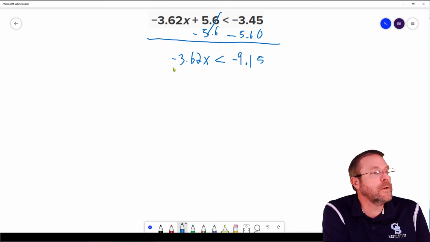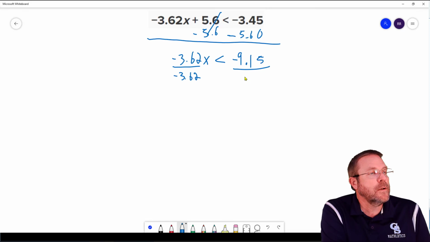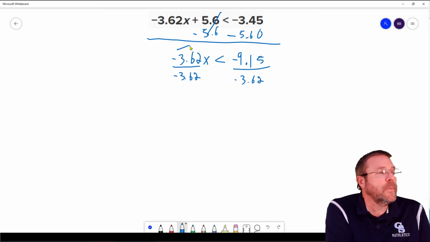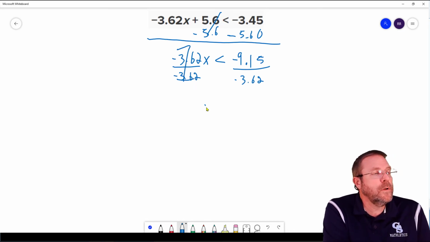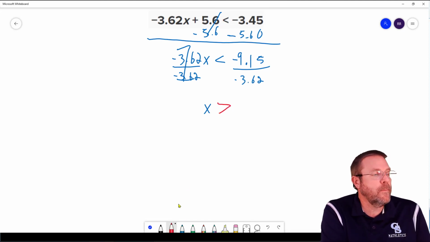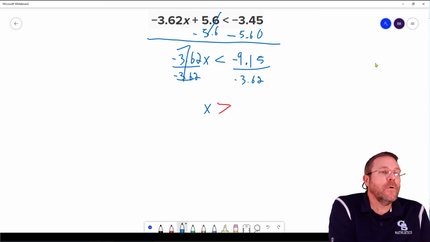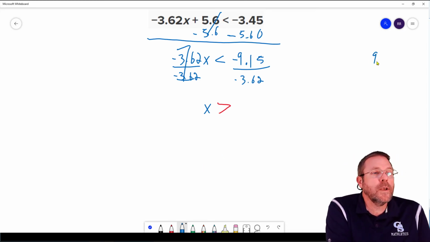From here, we need to isolate the variable. Isolating our variable, we're going to divide both sides by the negative 3.62. This one's not going to divide out as pretty as the last one did. These divide out becoming 1. 1 times x is x. And because I divided both sides by a negative, my sign changed directions. Now I'm going to come off to the side to do some grunt work. 9.15 divided by 3.62.